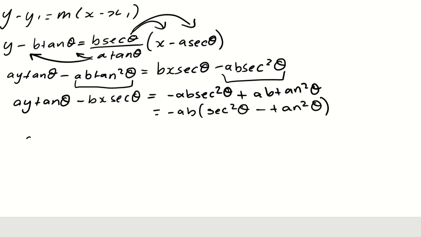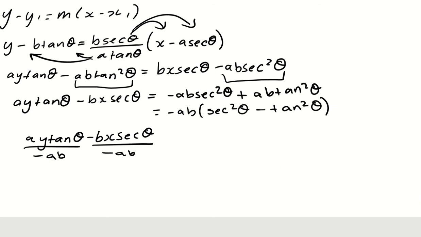So now I'm going to have that a y tan theta minus bx sec theta. Divide that by your negative ab. Or technically, let's make my life a bit easier, divide each one individually. And that's going to be equal to 1, because this term here is just equal to 1. An a will cancel with an a, and let's write this in the other way, b will cancel with a b, and my negative will cancel with a negative.